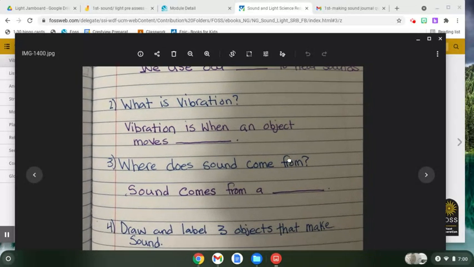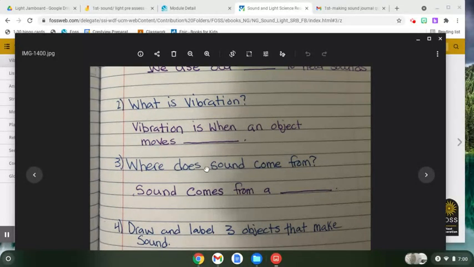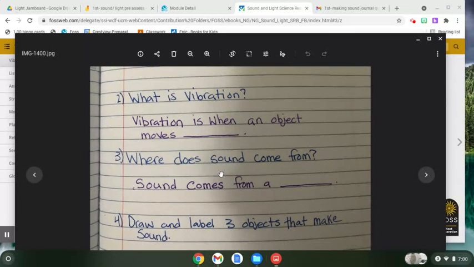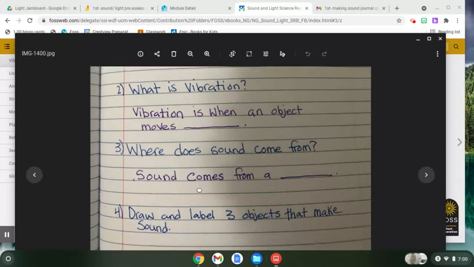Question number 3. Where does sound come from? Sound comes from a what? It's 2 words. And the 4th part is I want you to draw and label 3 objects that make sounds. So use your prior knowledge. What objects in your life make a sound? I want you to draw those items and then put a name on them.